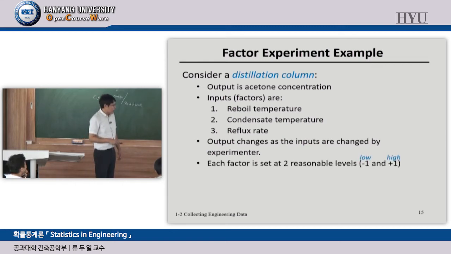If we assume that each factor is set at two reasonable levels, -1 and +1, where -1 indicates low and +1 indicates high, we can effectively use these levels. It makes sense to have a low reboil temperature and a high reboil temperature, so we can simply apply these two levels. Also, we can have a low condensate temperature and a high condensate temperature, and a low reflux rate and a high reflux rate. So, if we have two reasonable levels for each of these three inputs, we can finally obtain 8 outcomes. Why?